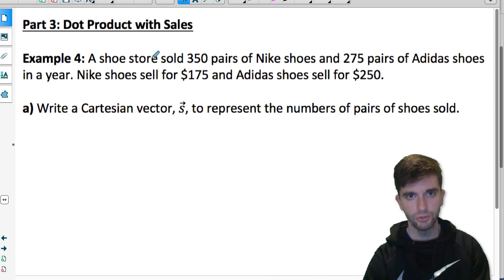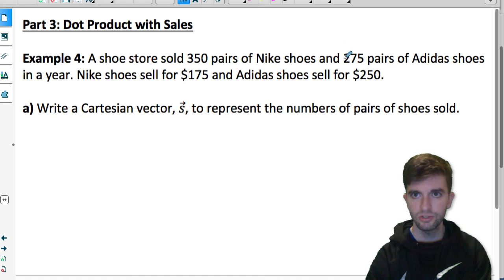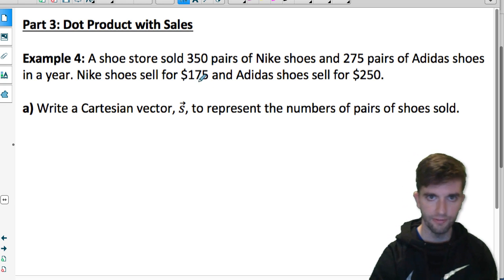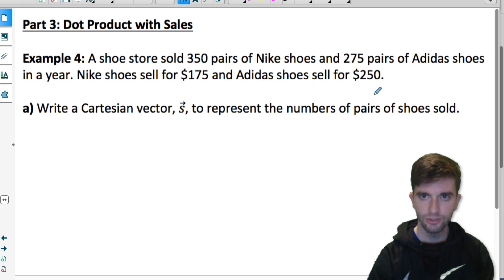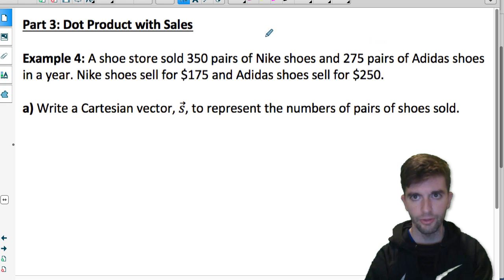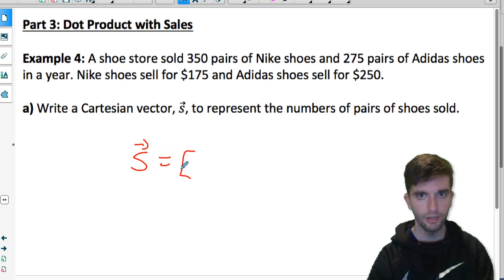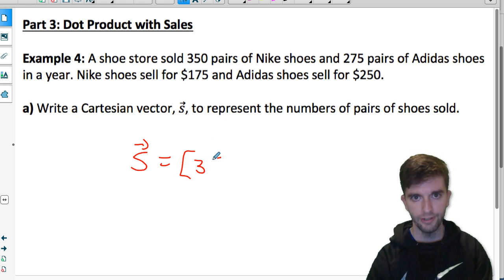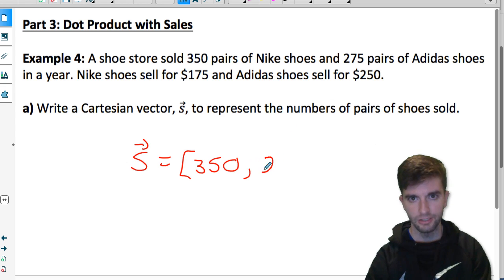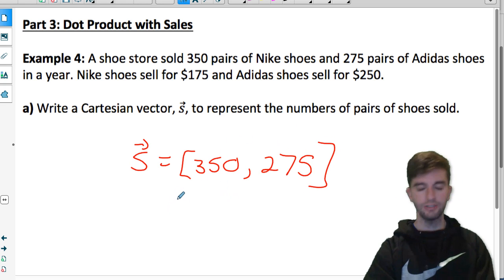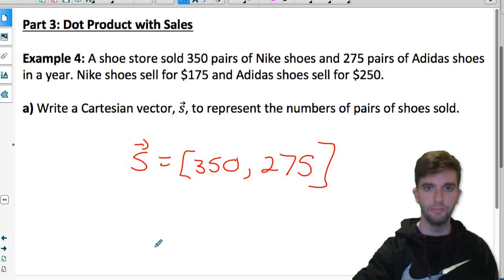Example 4 says a shoe store sold 350 Nike shoes, 275 Adidas shoes, and the price for Nike shoes is $175 a pair, and the price for Adidas shoes is $250 a pair. And I should mention those are the pairs that they sold in a year. It says write a Cartesian vector, vector S, to represent the number of pairs of shoes sold. Okay, well, the Nike company sold 350, and the Adidas company sold 275. So you may be thinking, okay, well, why are we writing this like a vector? Well, you'll see how it all works out in just a minute.